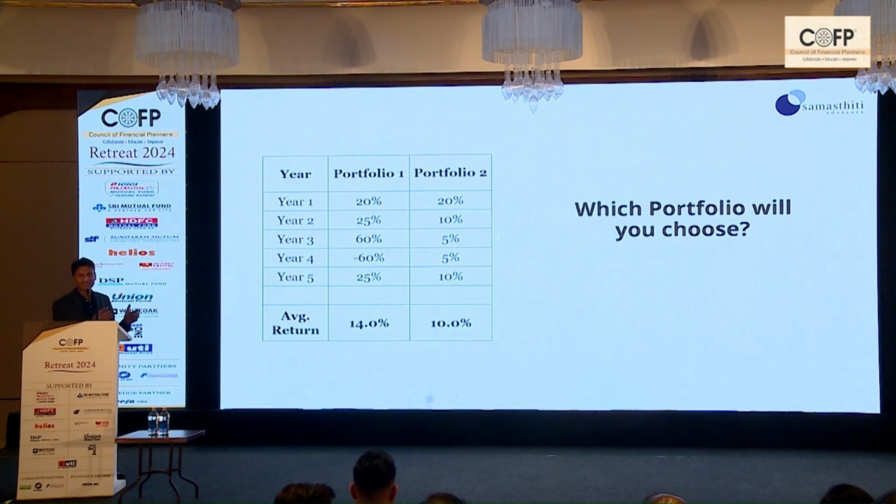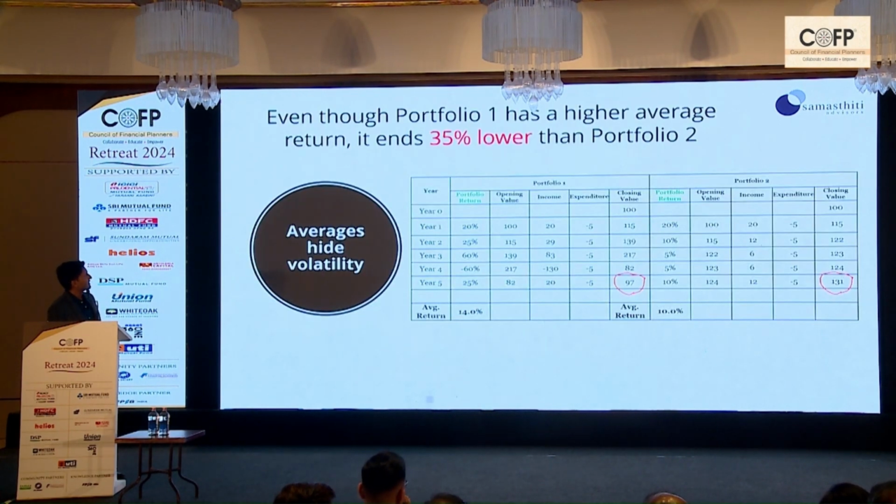This is a trick question, so we are double thinking, but most people would choose portfolio 1 with the higher average return. And if you do the basic math, portfolio 1 with the higher average return actually ends 35% lower than portfolio 2. And this is because averages hide volatility.